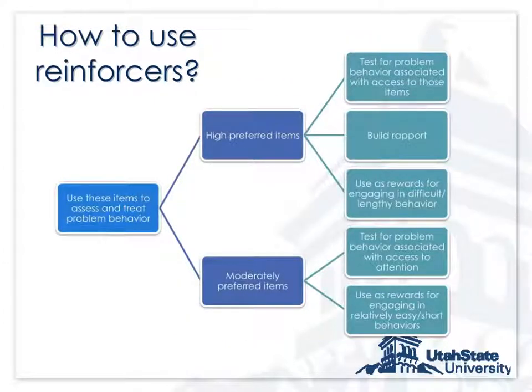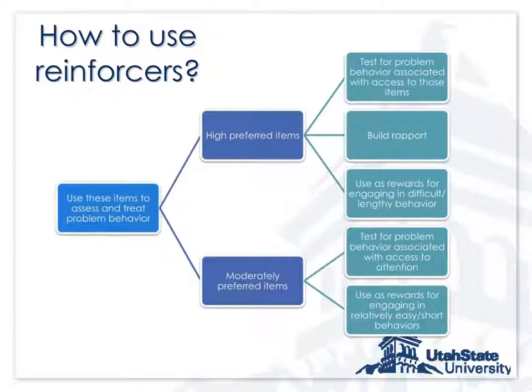Highly preferred and moderately preferred items, as determined by the preference assessment, should be used to assess and treat problem behavior. Highly preferred items, for example, can be used in functional behavior assessments to test for problem behavior associated with access to those items. They can also be used in interventions to build rapport, as well as used as rewards for engaging in difficult or lengthy appropriate behaviors.